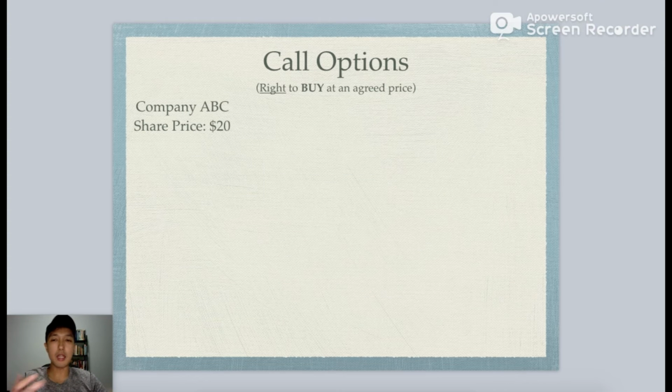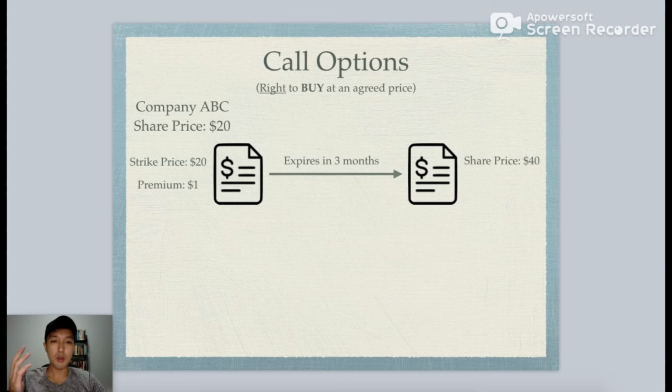So imagine the same thing, a company ABC, but this time around the share price is $20. Alright, just going to work this out. If the share price is $20 after a 3 month expiry, in a few different scenarios. Scenario 1, the share price went up to $40. What do you think the premium of that call contract is going to be worth at the end of 3 months? Alright, that's scenario 1.